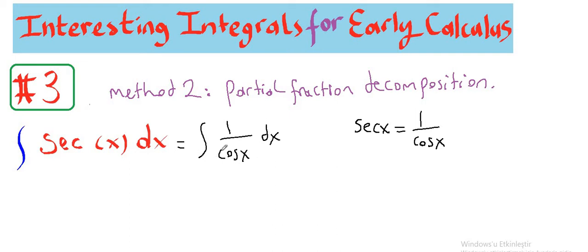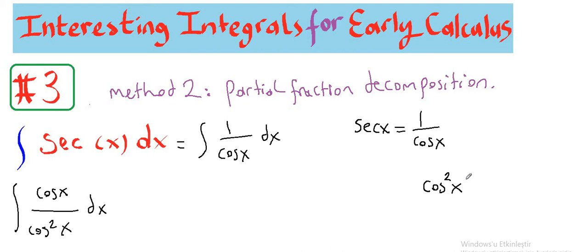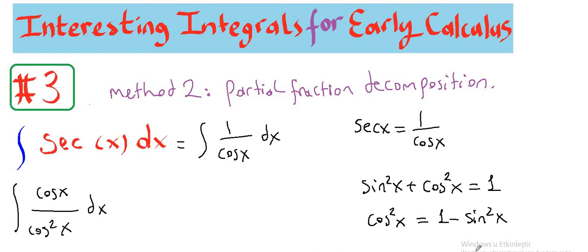Now we can express 1 over cosine x as cosine x over cosine squared of x, because cosine x divided by cosine squared of x is equal to 1 over cosine x. So our purpose is to use cosine squared of x from Pythagorean identities. We know that sine squared of x plus cosine squared of x is equal to 1. If you pull cosine squared of x in this equation, you obtain 1 minus sine squared of x. So we can express cosine squared of x as 1 minus sine squared of x.